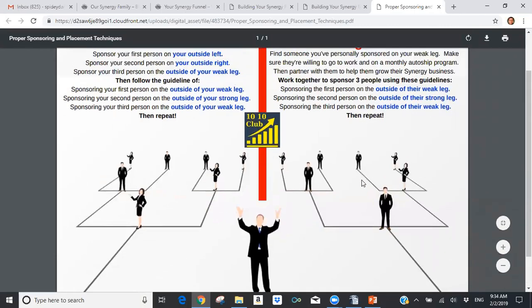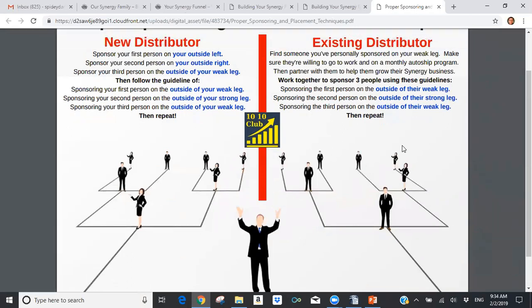Instead of putting people on his strong leg, he already has a strong leg with significant bank volume on that strong leg, with people that he's teaching to properly implement sponsoring and placement techniques. So that leg is continuing to grow and develop.